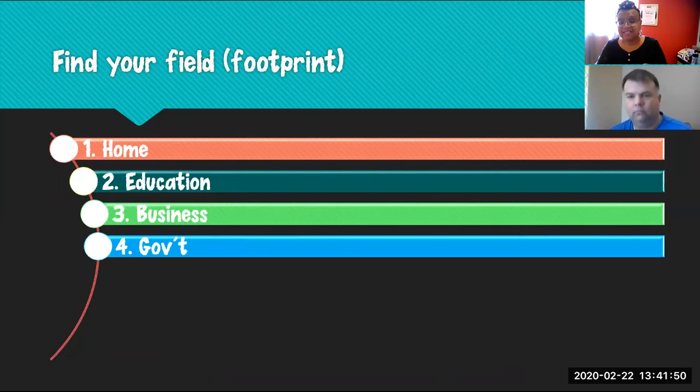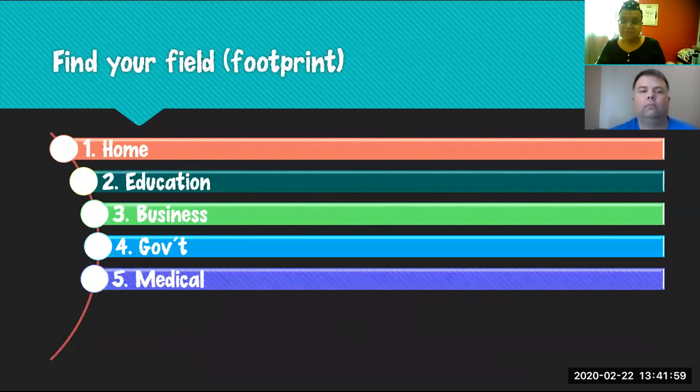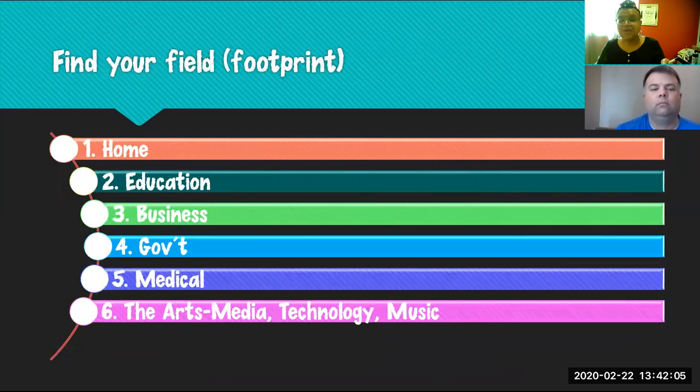Government, that's another field, and that deals, of course, with anything in the political arena to even social services. That's the government field. The medical field, that's hospitals, doctors, anything in the medical field. And you have the arts field: media, technology, music, arts, all that is considered the arts field. Could your message play out in the arts field? Writing a book, writing and publishing is part of the arts field.